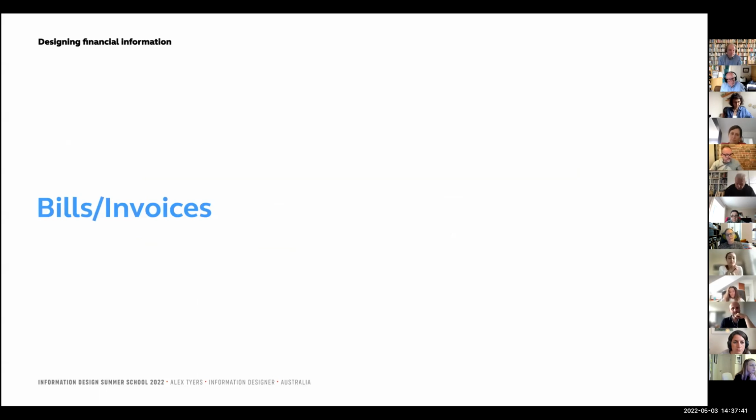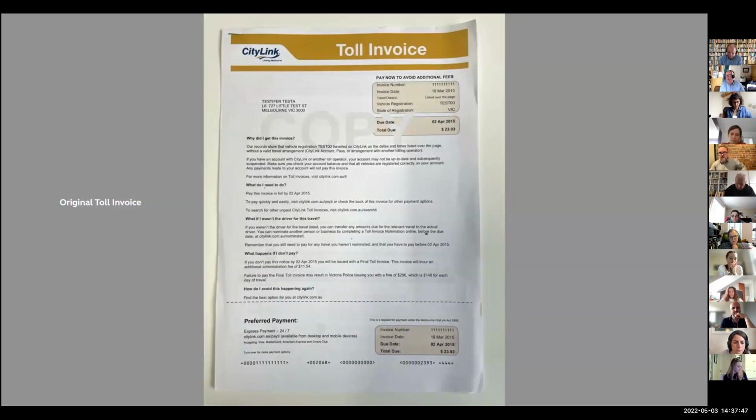And then just quickly, bills, invoices. Again, I'll just quickly go through this one. This is the original, and again, it's a very plain language approach. It's a letter. There's an assumption people read. We know they don't. There's an assumption that if I put things in a question and answer format, it's going to be easier for me. Not necessarily. Why did I get it? What do I need to do? What if I wasn't the driver? What happens if I don't pay? It's making an assumption about the kind of questions that I would be asking as a customer, and so on. It's just not great.